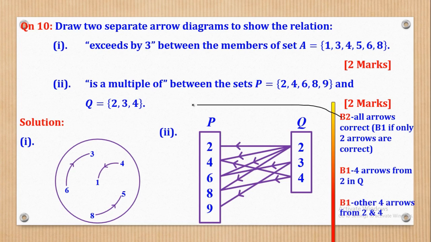So B2, if all these 3 arrows are correct, that will be B2. If only 2 arrows are correct, that will be B1. If only 1 is correct, that is B0. Then here B1 for all the 4 arrows originating from 2 correct, and another B1 for both arrows from 3 and 4 correct.